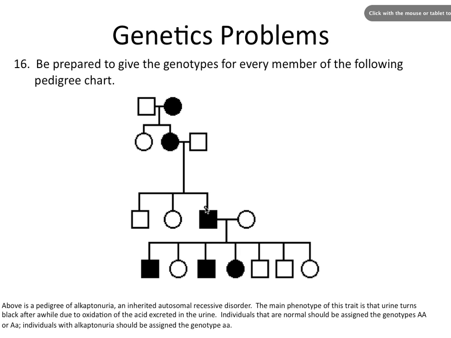The very first thing that you're going to want to do in assigning genotypes is to give all of the shaded boxes and circles recessive alleles. Whenever a box or a circle is shaded, that means they have the recessive genes. So we'll start by assigning all of those little a. That means they have alkaptonuria.